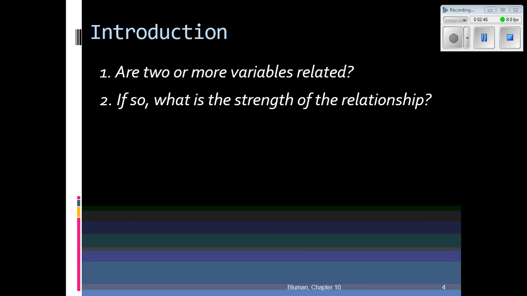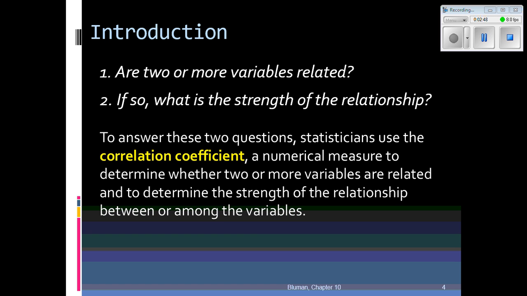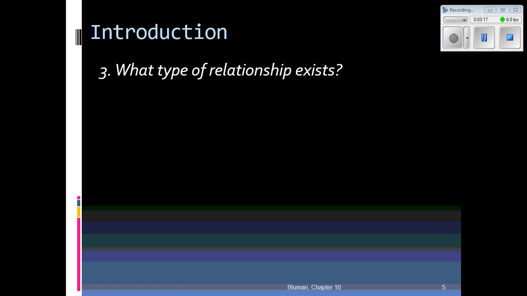So the first two, okay? The way that we answer those first two is using something called the correlation coefficient. And all that is, it's a numerical measure that determines whether or not 2 or more variables are related, and it also measures how strongly they're related to each other. Again, correlation coefficient, that's one of the most important things from this chapter. Are things related to each other, and how strongly are they related to each other?